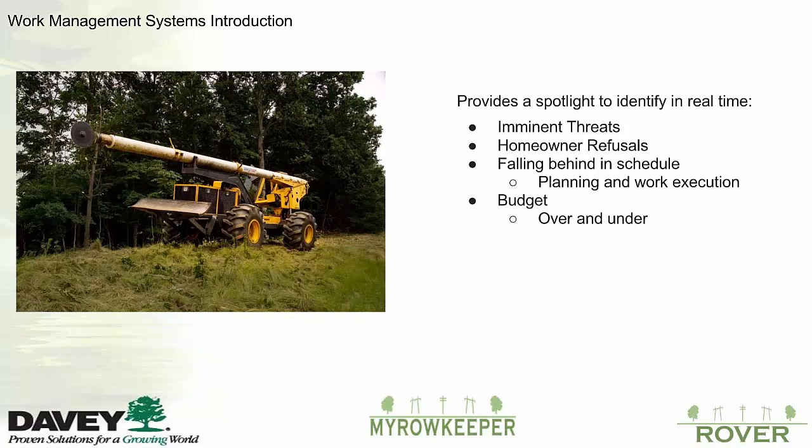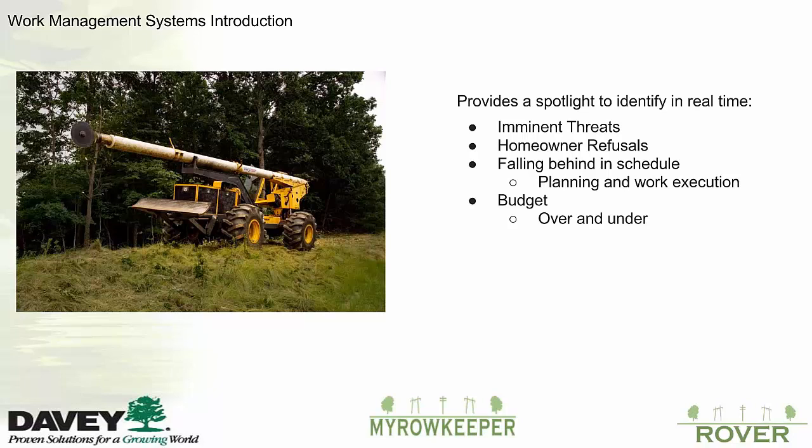In real time, what work management systems can allow you to do is help you spotlight imminent threats. When users are out there on a cycle planning and identify a tree that is an imminent threat, they can report it immediately and start to take action. Homeowner refusals: I know that can be a headache for a lot of VM programs when you are having challenges getting the homeowners to approve the work that needs to be done.